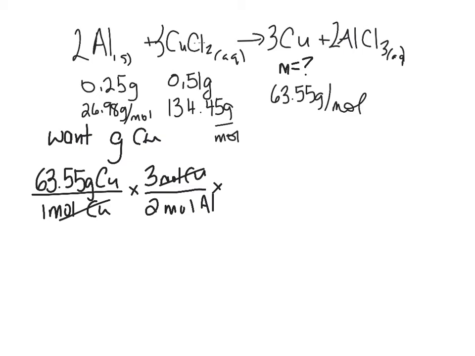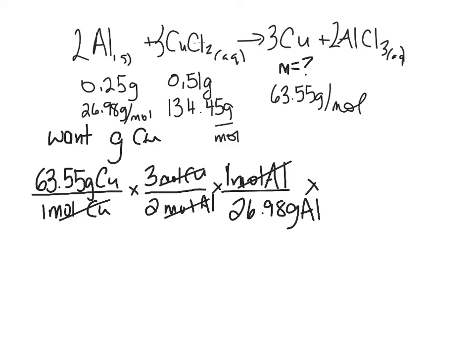Now we've got moles of aluminum. Got to get rid of them. What else has moles of aluminum? Molar mass of aluminum. Great, we've got rid of moles, but now we've got grams of aluminum. Now we multiply it by the mass of aluminum. And that will give us a number.